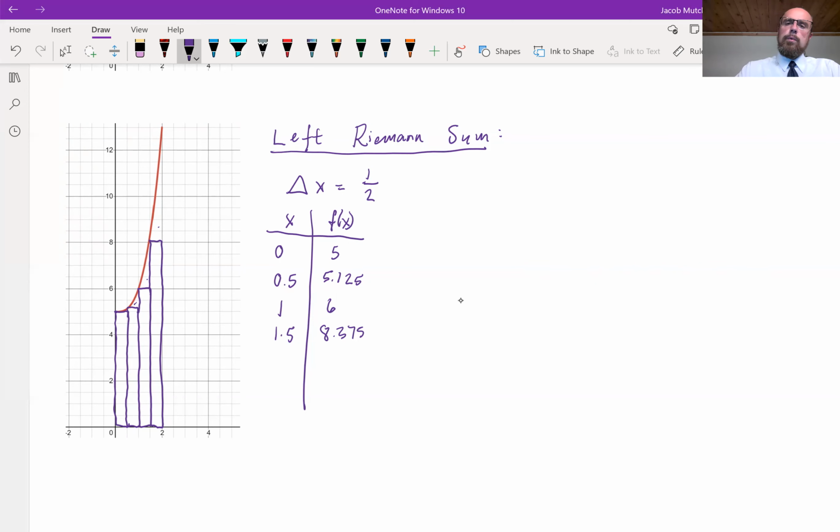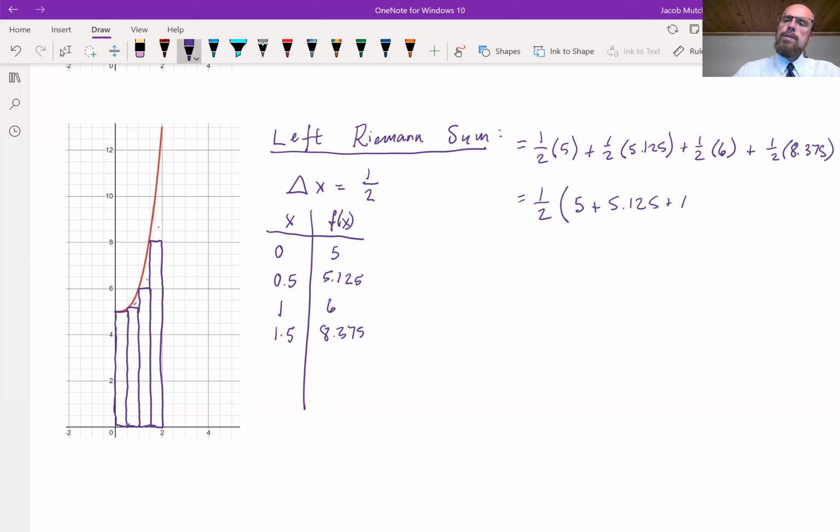So for this sum, the way we're going to set it up is very similar to the way we set up the last one. Now that we've got these heights, the left Riemann sum is going to be 1/2 times 5 plus 1/2 times 5.125 plus 1/2 times 6 plus 1/2 times 8.375. Again, a good way to calculate that is to factor the width, or the delta x, to the far left, and then add these heights up: 5 plus 5.125 plus 6 plus 8.375.